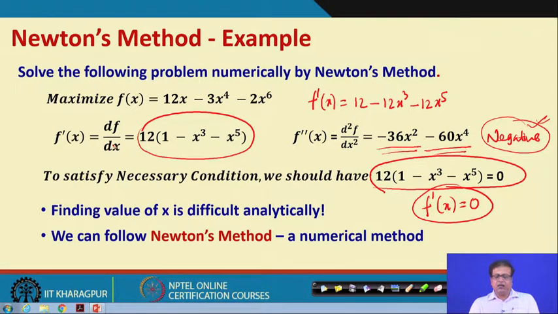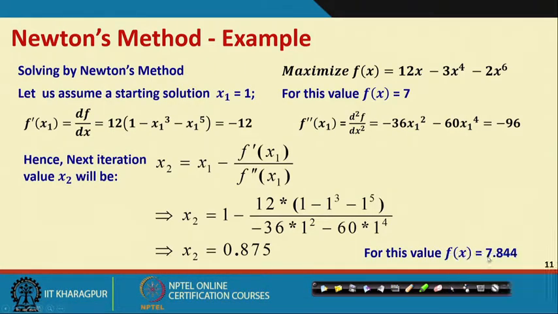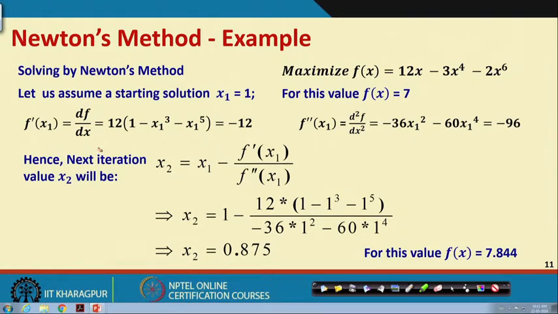After we have ensured that, the question is what is the value of x if I put f dash x equal to 0? That is our real challenge now. Let us see how it happens. We find the first derivative at this point, which is 12 into (1 minus x 1 cube minus x 1 to the power 5). It comes to minus 12. And what is f double dash x 1? It will be minus 96 for the given point.